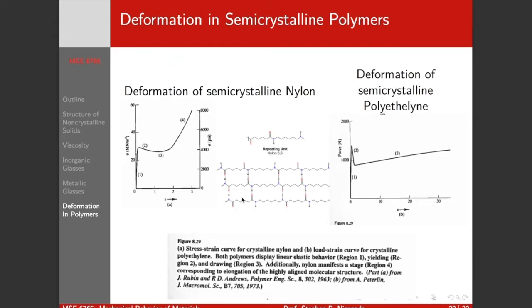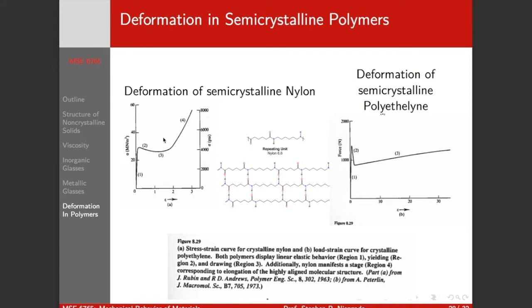So when we deform semicrystalline polymers, this is nylon 6,6, the most common nylon, right? We see behavior that looks like this. We have an initial yield and then a softening, and then a hardening behavior, right?